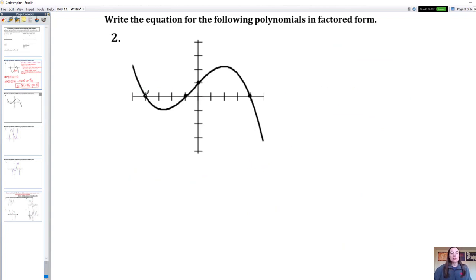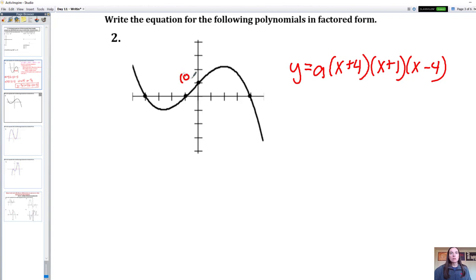Alrighty, I see a solution at -4, so I'm going to start with x plus 4. I see another solution at -1, so that gives me x plus 1. And I see one at +4, so that gives me x minus 4. Those are my factors. Then I see the point 0, 1. So that's what I'm going to plug in for x and y.